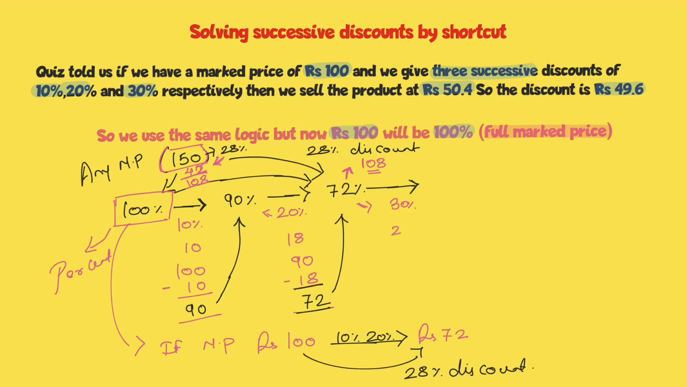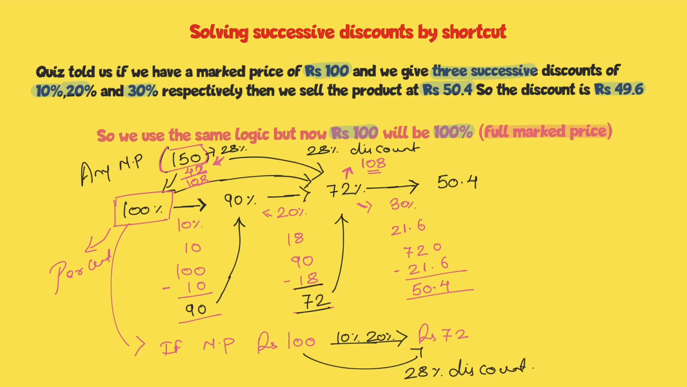Now if I go ahead with a 30% discount, what will happen? The mark price has reduced to 72%. Now 30% of 72 is nothing but 21.6. So I'll subtract 21.6 from 72. What do I get here? I subtract both of them and I get 50.4. Now can you visualize? This is what we did with respect to 100. Now what is 50.4 standing for here?